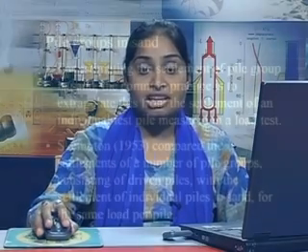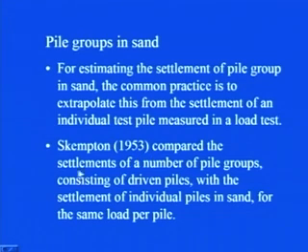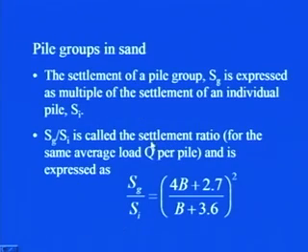Then Skempton in 1953 compared the settlements of a number of pile groups consisting of driven piles with the settlement of individual piles in sand for the same load per pile. How did he do that? The settlement of a pile group, that is SG, is expressed as a multiple of the settlement of an individual pile, that is SI.